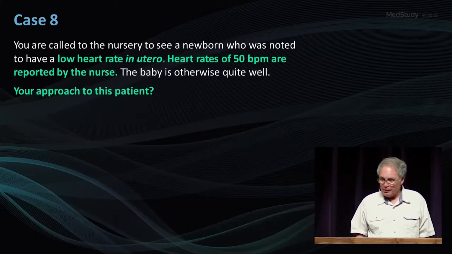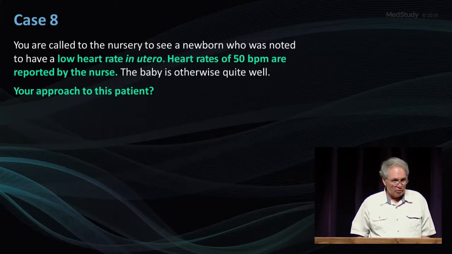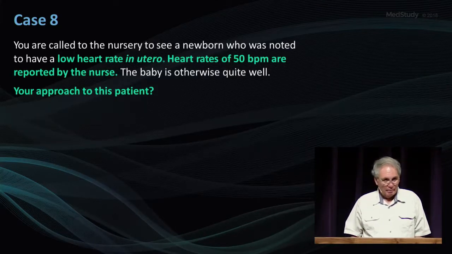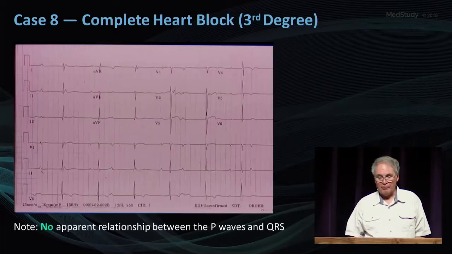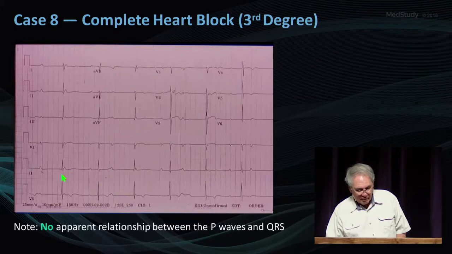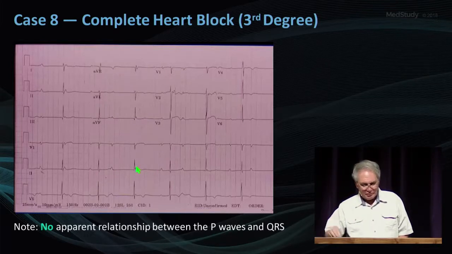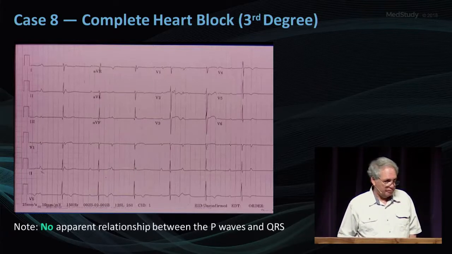Low heart rates were noted in utero, and heart rates of 50, 55, 60 are reported to you by the nurse. Baby looks fine. Your approach to this patient: get an electrocardiogram, and what you're probably going to find is a bradycardia with complete dissociation of the P waves from the QRS. Look, here's a P wave, there's a P wave, there's another little P wave, nothing to do with the QRSs. And this is, of course, third degree or complete heart block.